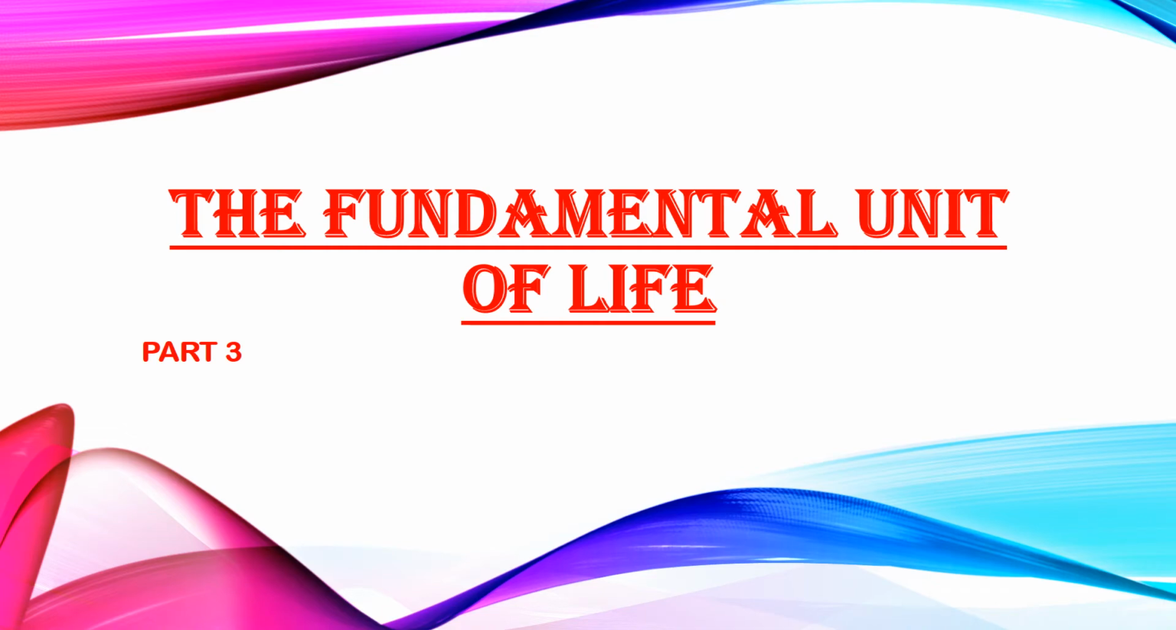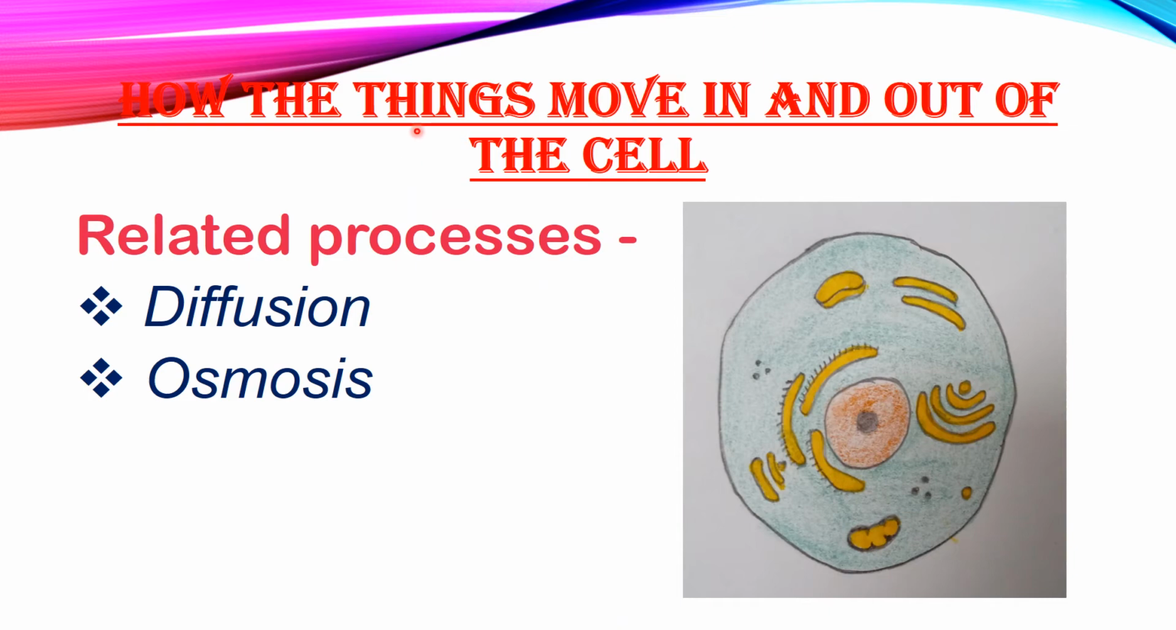Let's shine. We have started the fundamental unit of life, the cell. Now, today our topic is how things move in and out of the cell. Now, this is a diagram of a cell. Okay? This is the outermost covering of the cell. It's known as plasma membrane or cell membrane. The things move in and out of the cell through this plasma membrane. And this plasma membrane is selectively permeable.